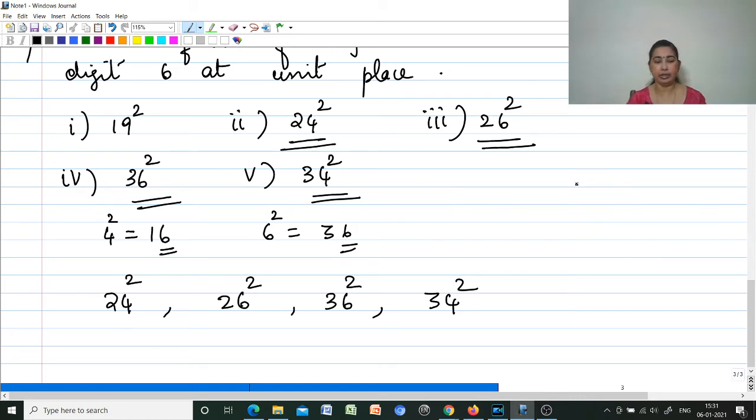So, ending up with 6 means the last digit should be either 4 or 6.